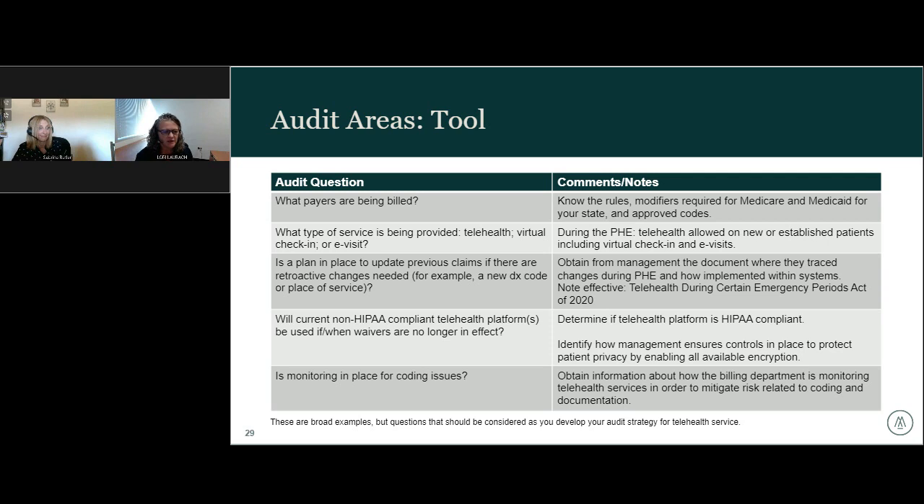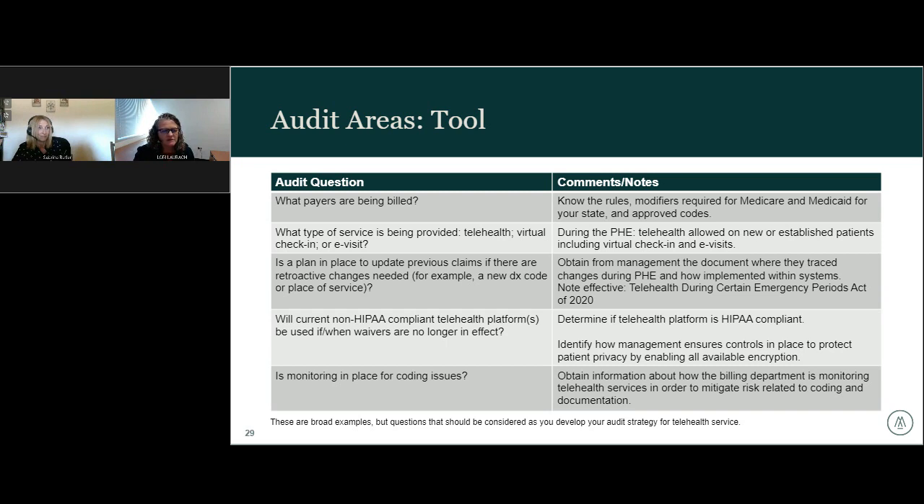And then just looking at any of those retroactive changes that happened, because when we get the data, we find that that's occurred, and we have to then trace back what really happened on the retroactive change, or was it just a charge correction? And then is there a monitoring process in place for coding issues?